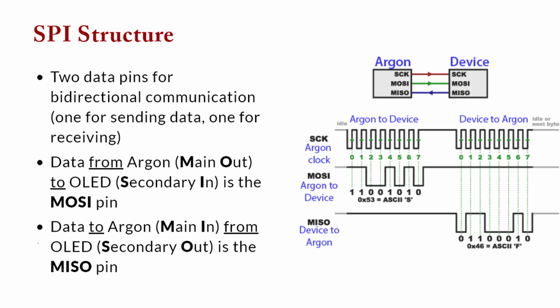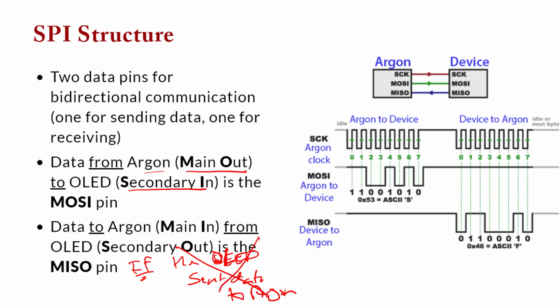So what we're looking at here is the pin called MOSI, M-O-S-I, which stands for main out, secondary in. So if the Argon is the main, it's Argon out to OLED in. And the MISO, M-I-S-O, would be main in, which is the Argon, and OLED out. So this would be if the OLED sent data to the Argon. Now, for our purposes, this doesn't happen. The OLED is not sending any data to the Argon, so we don't have to connect that pin. That's why the pin doesn't exist in our wiring diagrams.